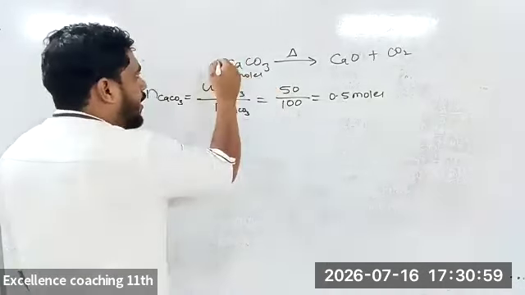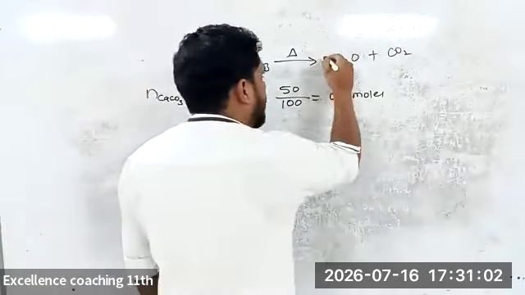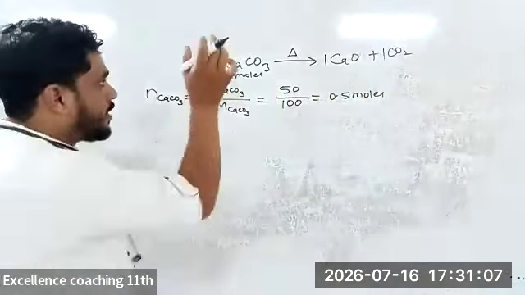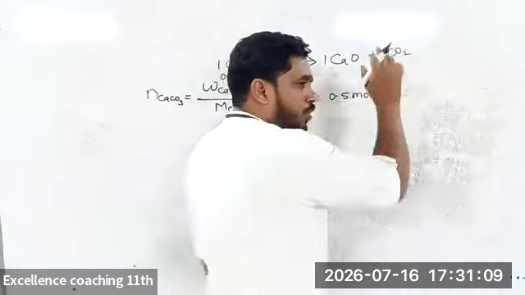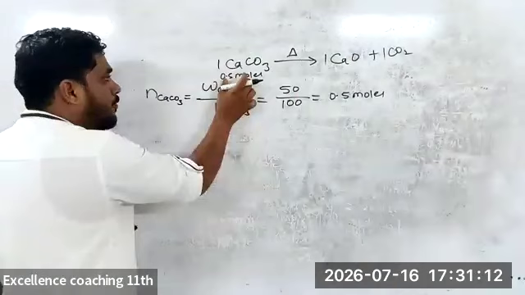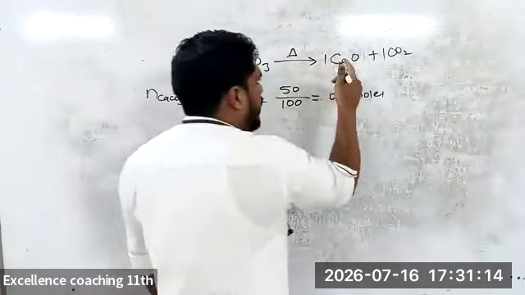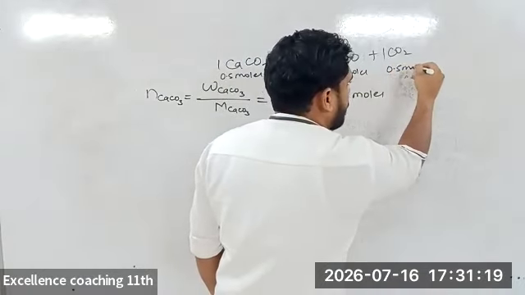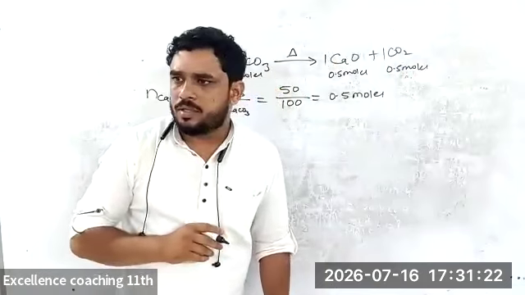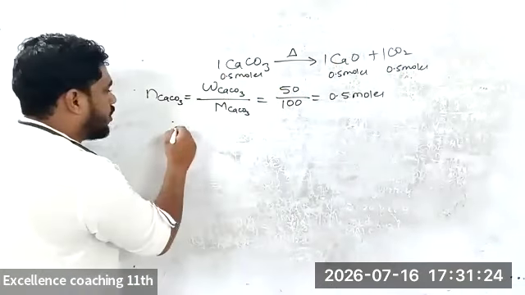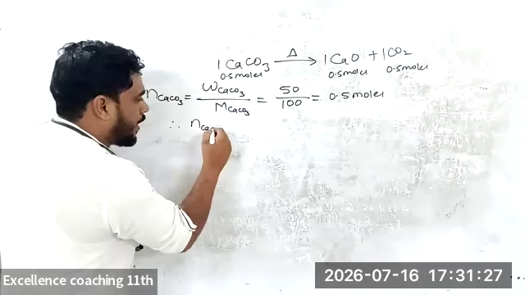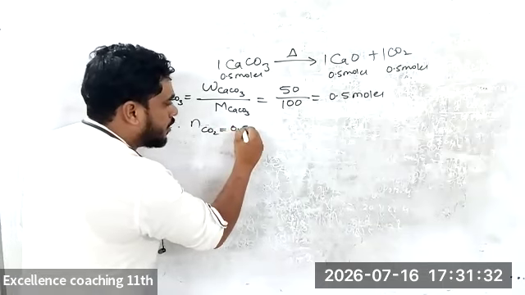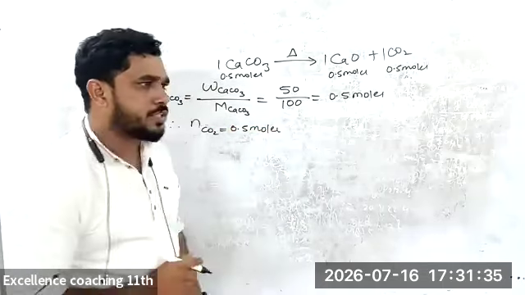So how many moles of CaCO3 are produced? 0.5 moles. One CaCO3 gives one calcium oxide and one CO2. Then 0.5 moles of CaCO3 will give 0.5 moles of calcium oxide and 0.5 moles of CO2. So the number of moles of CO2 will be 0.5 moles. Are you understanding this?